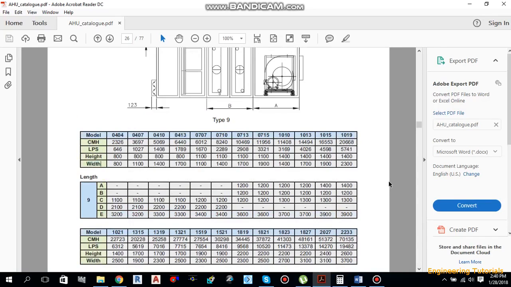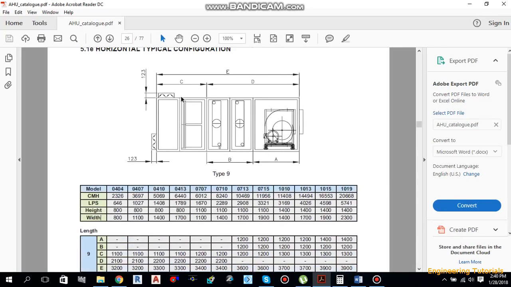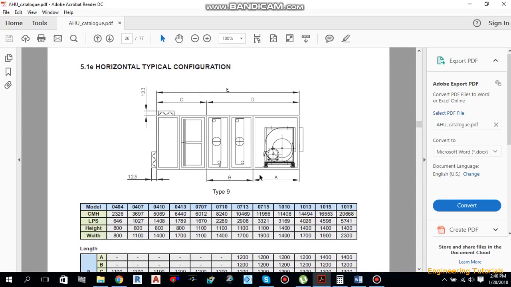If you notice this diagram, A is representing the fan motor compartment, B is representing the coil compartment, and C is representing the filter compartment for primary and secondary. This is the return duct area, this is the fresh air duct area, and this is the supply duct area. And you can see that E is representing the whole length of this air handling unit.